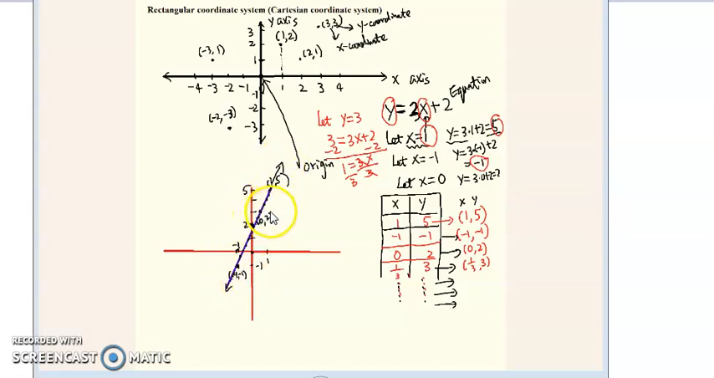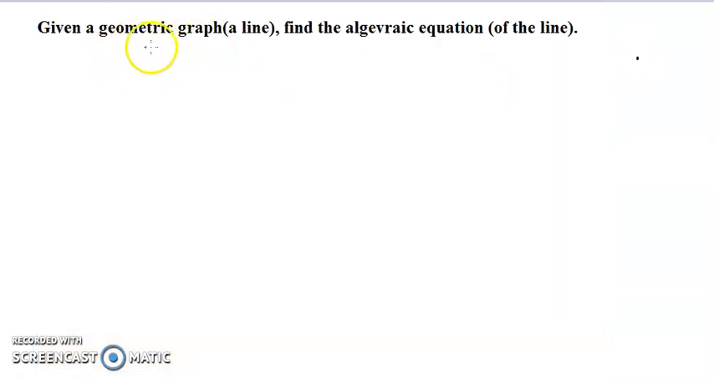But today we're going to do it backwards. What if we are given a straight line? And how do we find the algebraic equation? So this is sort of like the beginning of mathematical modeling. We have a line or any other object, and we want to give an algebraic equation, and we want to use the equation to model it.